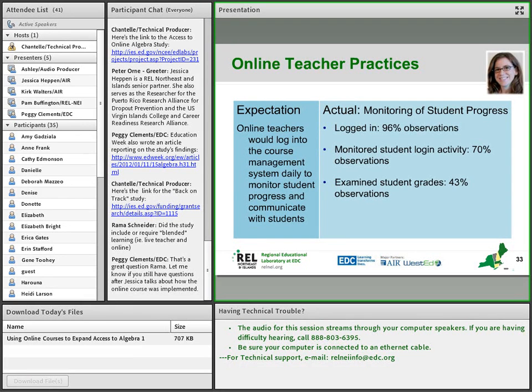So what you see about online teacher practices here is a statement about the expectation for online teachers. They were expected to log into the course daily and to monitor student progress and communicate with students regularly. On the right side, in the right box, you see what we saw in actual reality in terms of monitoring of student progress. So when we looked at the observations based on the snapshots from the archived data, we saw that in 96% of the observations, teachers logged into the course, nearly 100% of the time. They monitored student login activities in 70% of the observations. And in only 43% of the observations could we see evidence that they had examined student grades.